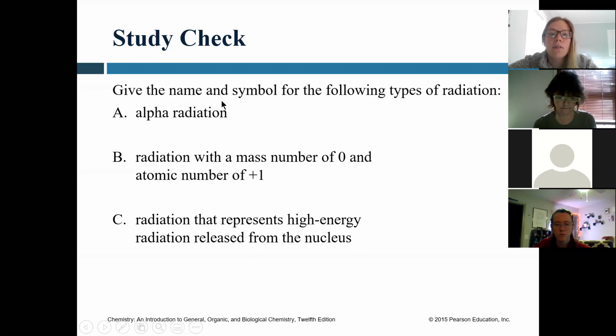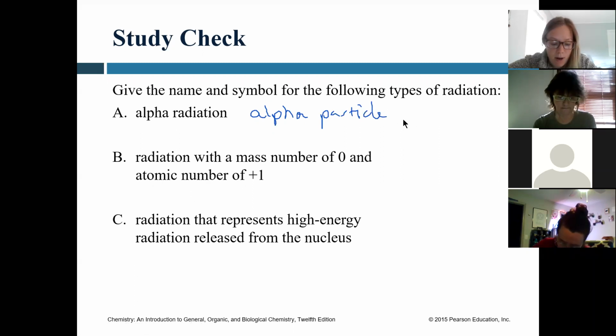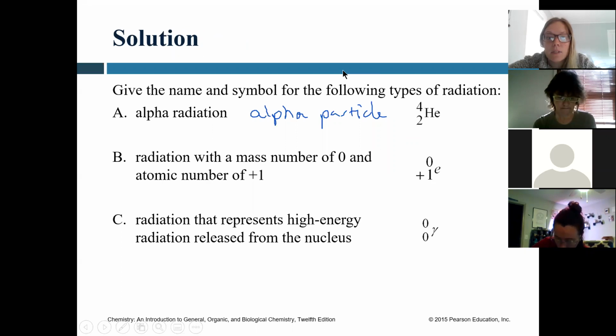So give the name and symbol for the following types of radiation. Alpha radiation is going to give off what type of particle? Well, alpha radiation is going to give us an alpha particle. And what is an alpha particle? An alpha particle is just going to be synonymous with a helium. So we write helium with the 4 and the 2.